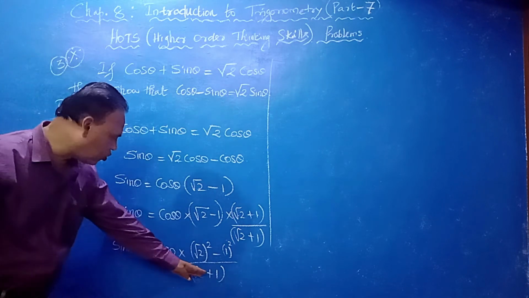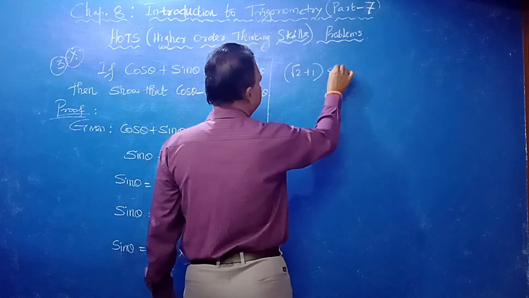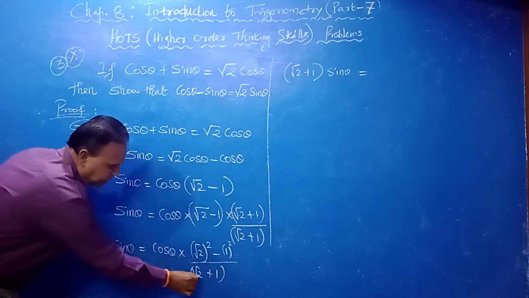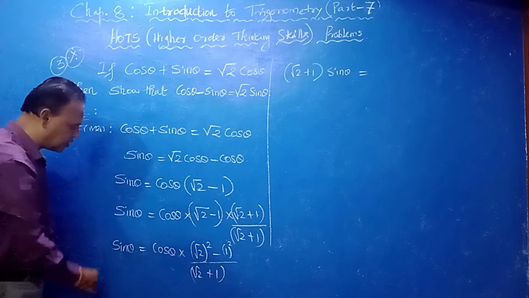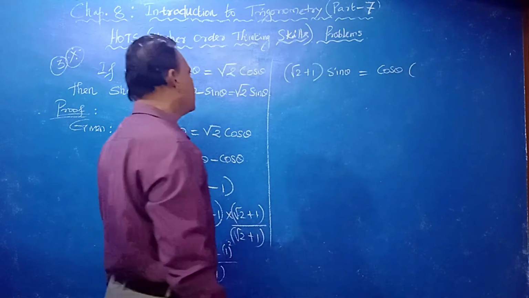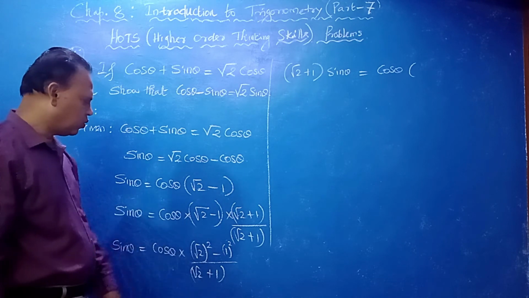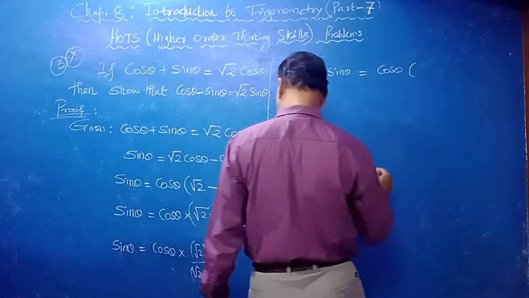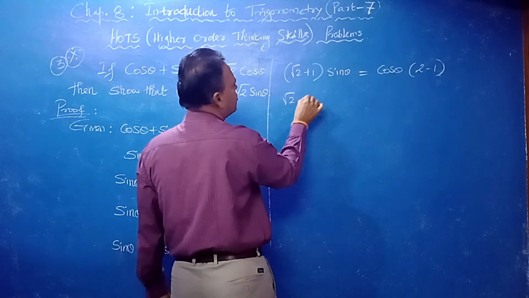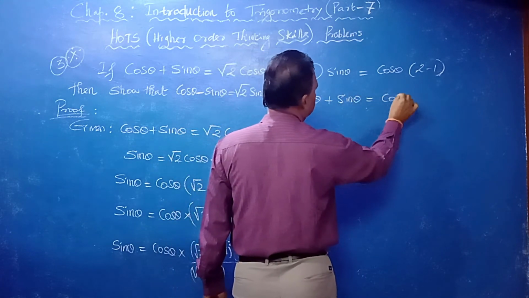Now what I am going to do is the root 2 plus 1, bring this side. Means root 2 plus 1 into sin theta is equal to, understand, this one is the denominator, so cross multiply. Cross multiply means you will get cos theta into what you will get here, 2 minus 1, 2 minus 1 is 1. So now here you multiply: root 2 sin theta plus sin theta is equal to cos theta.